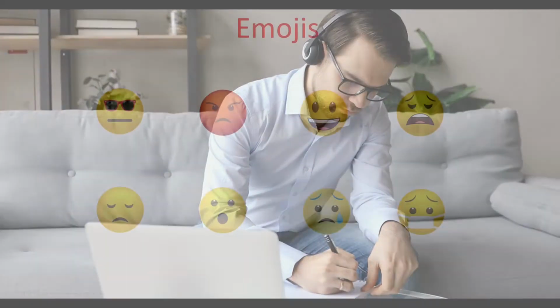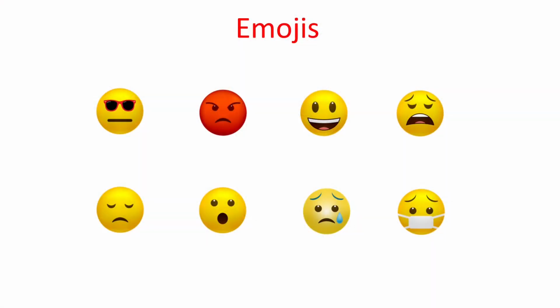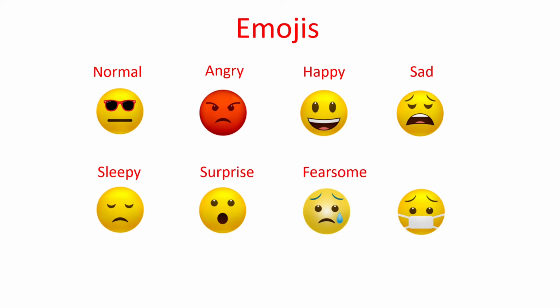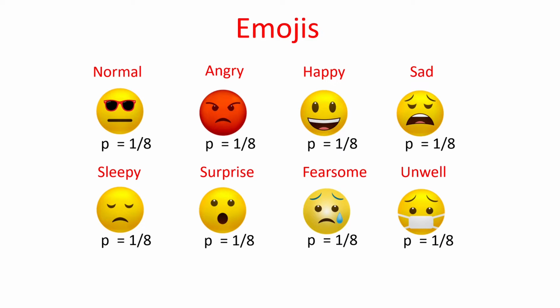Okay, so in the beginning, let's assume there are 8 emojis. These emojis represent different emotions. So first one is normal, then angry, happy, sad, sleepy, surprised, fearsome, and unwell. Let's also assume that all the emotions are equally probable, that is with a probability of 1 by 8.